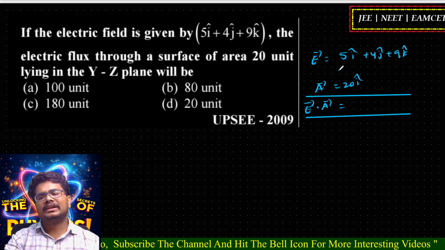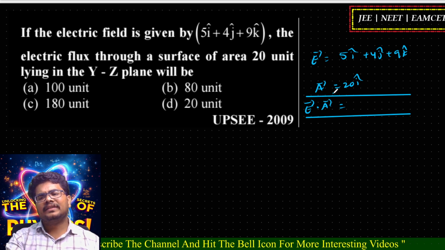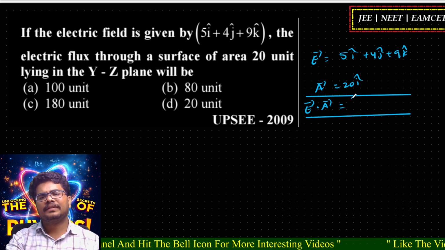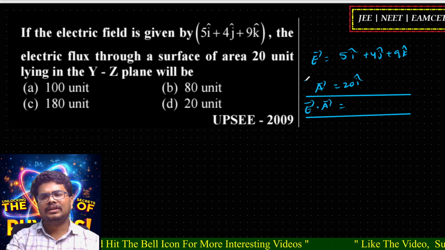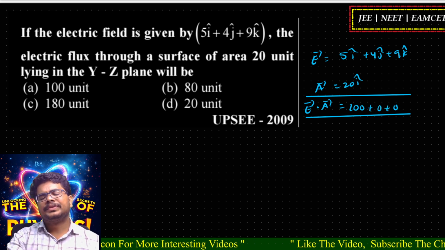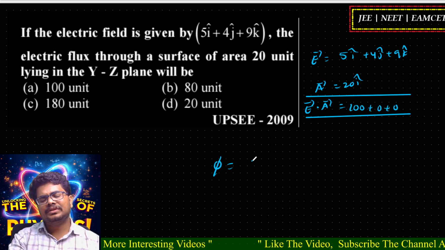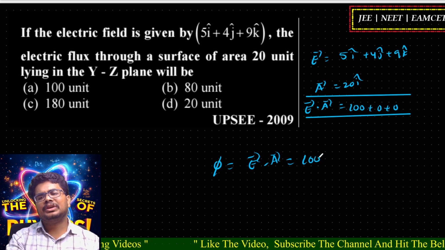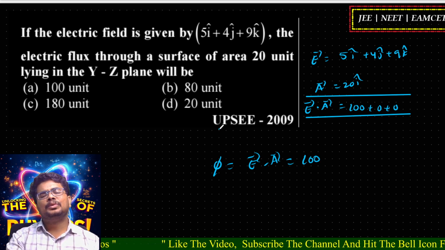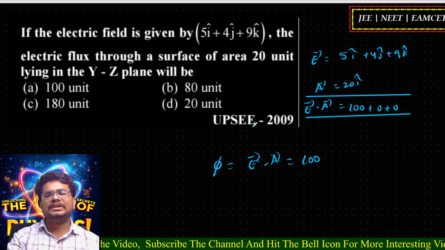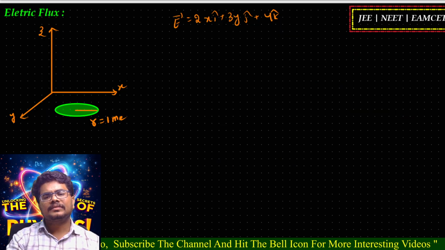If you multiply this, we are doing a dot product. So E vector dot A vector equals 5 into 20, which is 100, plus 0 plus 0. So flux equals E vector dot A vector, and you get 100 units, whatever units they have given. Uttar Pradesh engineering entrance asked this in 2009, but very basic questions like this can be asked in the NEET exam also. Please check the question on how to solve it. Fine, let me go to the next example.